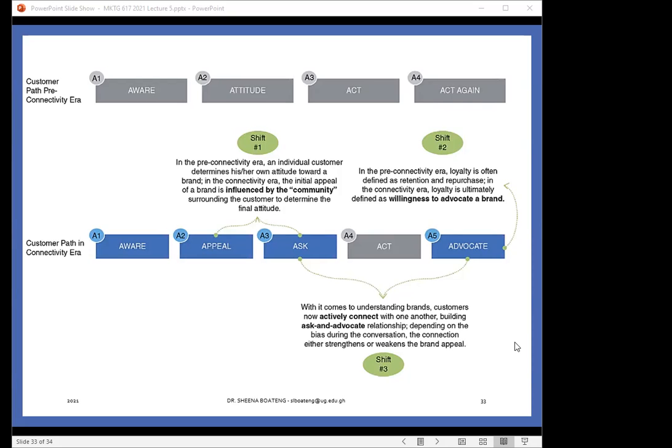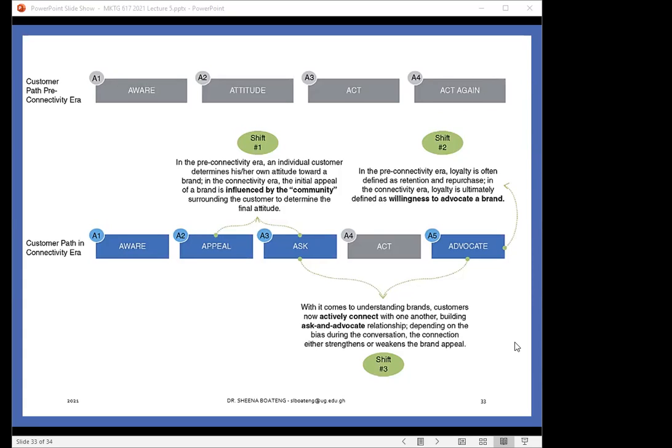right? So depending on the bias that takes place during this conversation, right? Whether the negative advocacy wins over the positive advocacy or vice versa, it determines the appeal of the brand to this prospective customer who is asking for this information online. So if the connection is strong and the conversations that are had, the experiences that are shared go in favor of the brand, it strengthens the appeal of the brand to this customer and all other prospective customers that this particular customer will be engaging with, right?